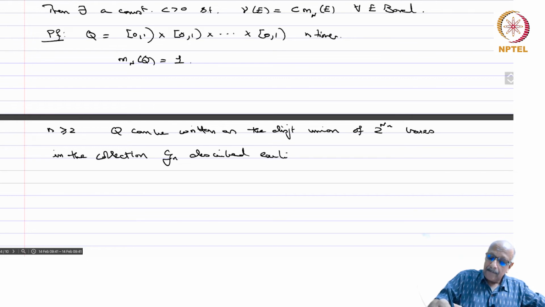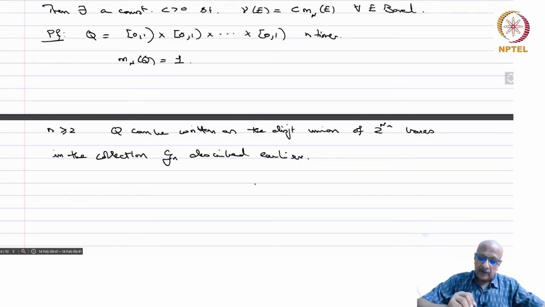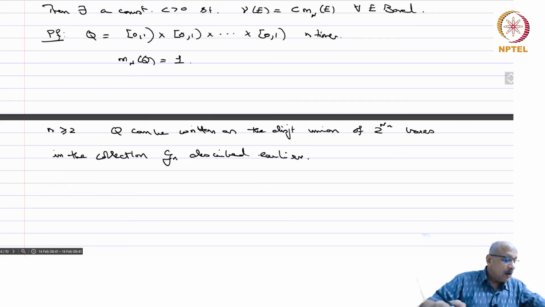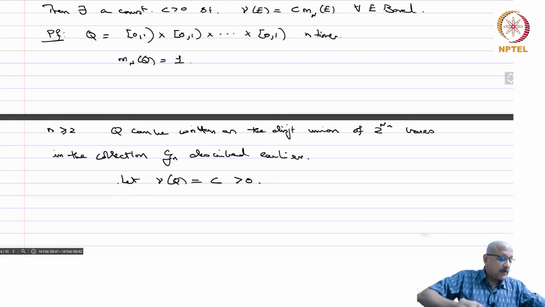So what was this Gn? It was the set of all cubes of size 1 by 2 power n whose vertices were at the integral lattice points with this mesh of 1 by 2 power n. And therefore you can take the unit cube and subdivide it in each direction into 2 power n parts, and therefore you have 2 power n times n cubes. Each of them is of the same size. So let nu of Q equal C, which is strictly positive.